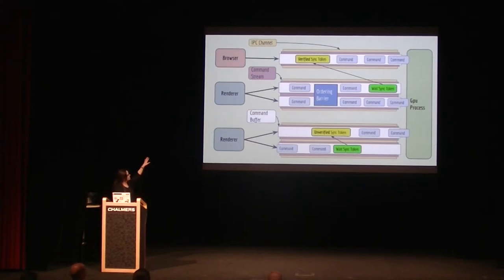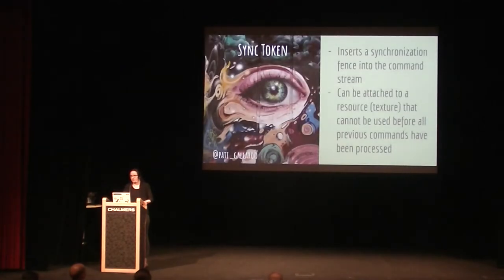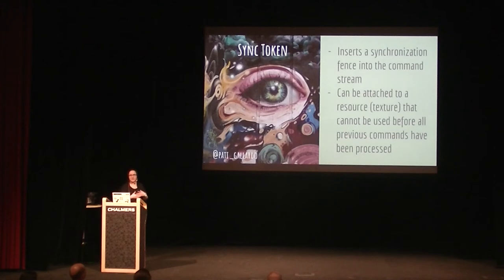And the last one is a verified sync token, which works across IPC channels. We won't look very much at them, but you'll see them a little bit. Okay, so the sync token, this is the concept of a sync token. It inserts a synchronization fence inside of the command stream. How it is handled depends on support on the platform, but it is a pretty high level concept inside of Chromium, which means you can have different kinds of implementations.